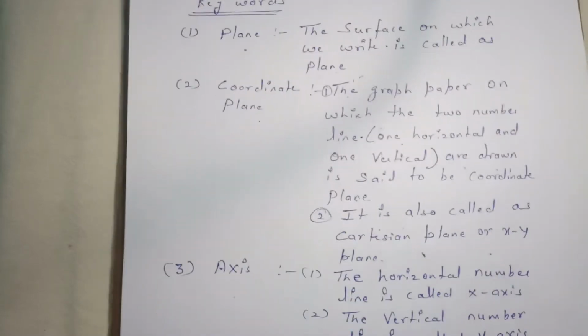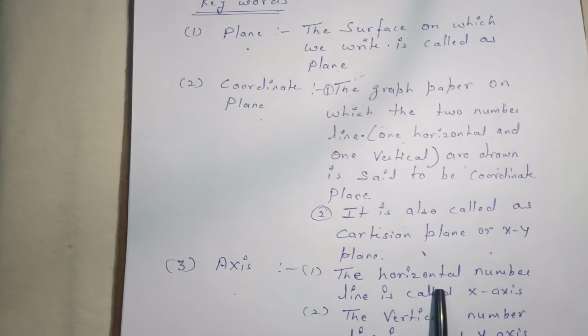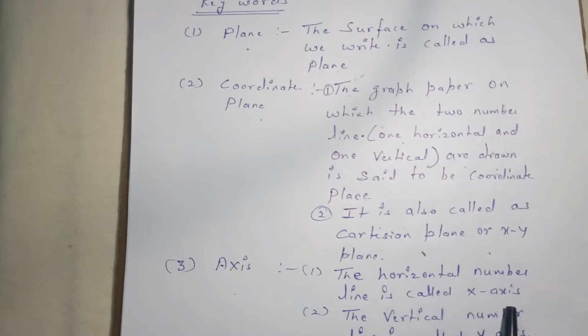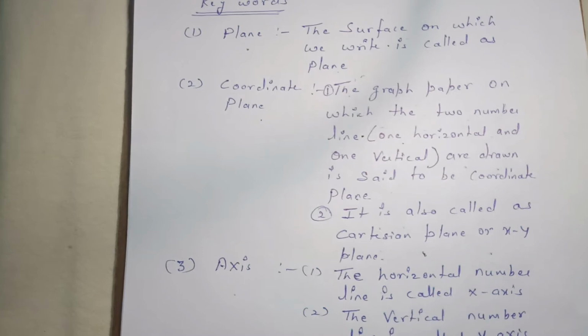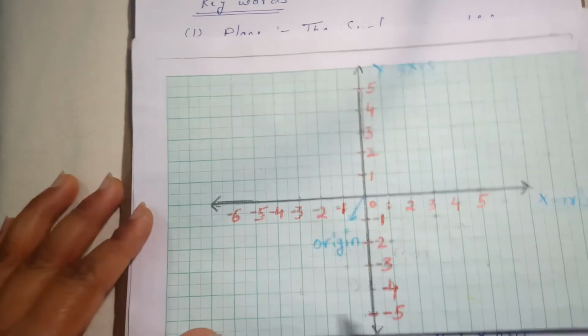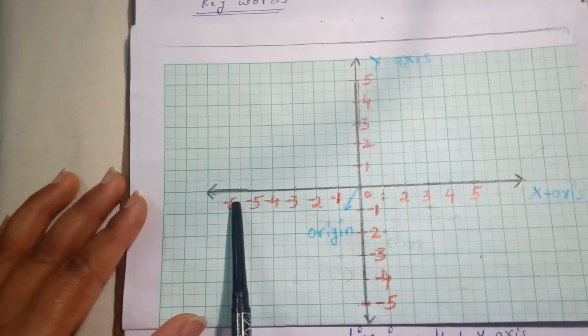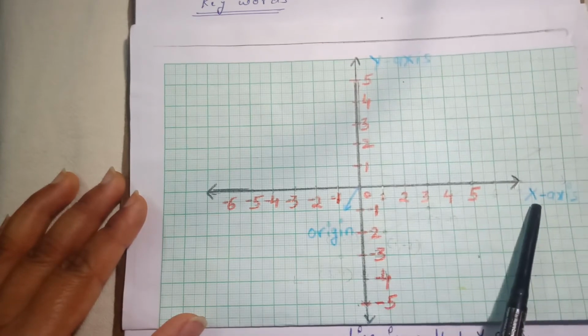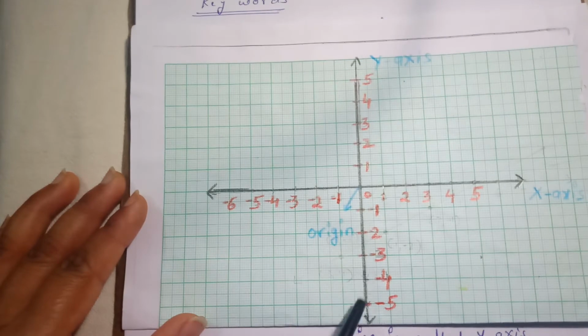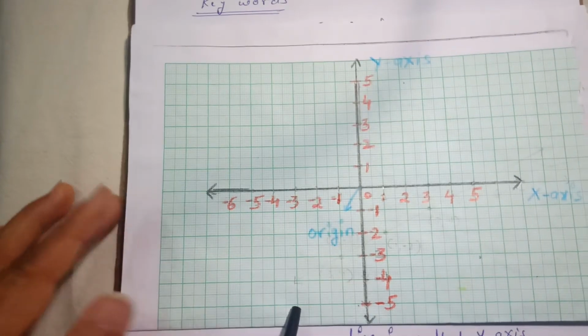Third, axis. The horizontal number line is called the x-axis and the vertical number line is called the y-axis. Again, on this graph paper we have a horizontal number line. This horizontal number line is called the x-axis and the vertical number line is called the y-axis.